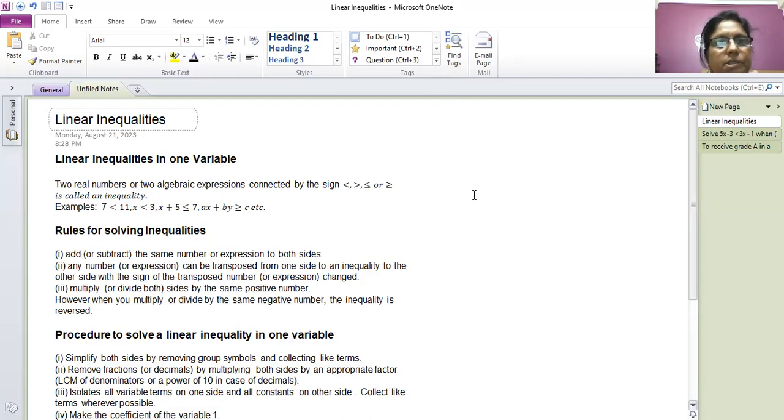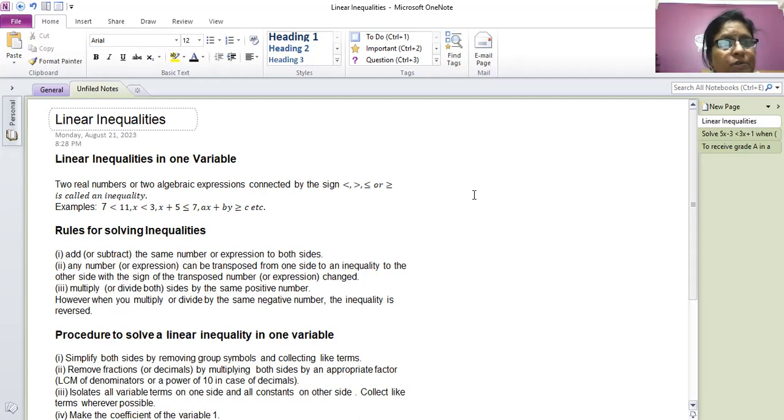Linear inequalities in one variable. Two real numbers or two algebraic expressions connected by the sign less than, greater than, less than or equal to, or greater than or equal to is called an inequality. Examples: 7 is less than 11, x is less than 3, x plus 5 is less than or equal to 7, and ax plus by is greater than or equal to c are examples of linear inequalities.